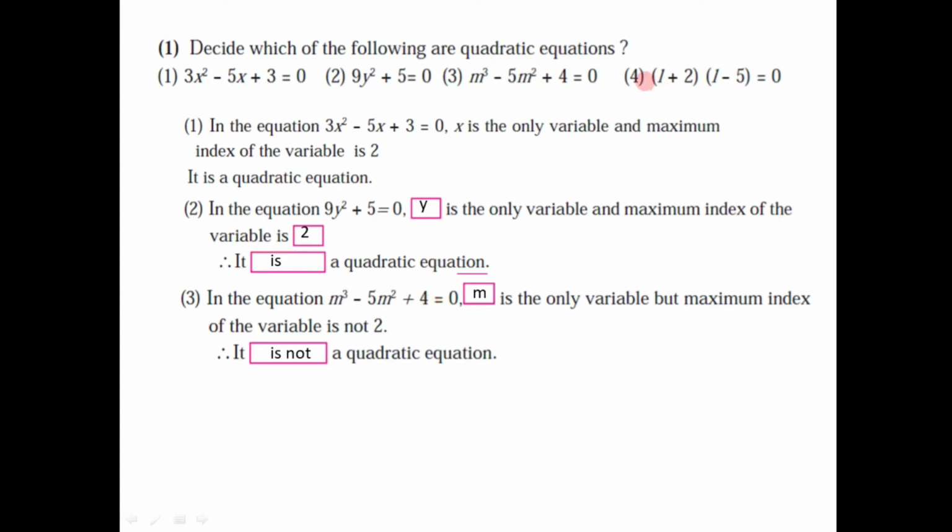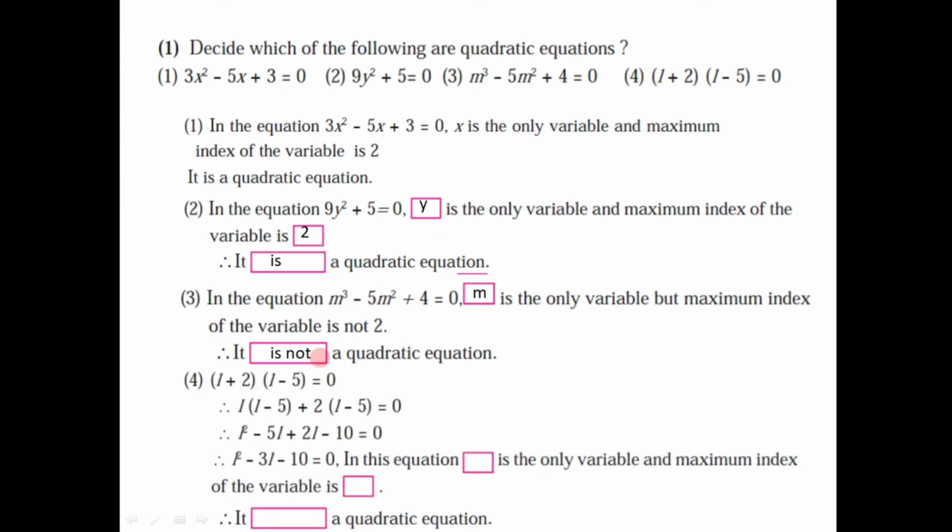Let us have the next example. In the first bracket L plus 2 and in the second one L minus 5 is equal to 0. In the present form, we can see that it is not obviously a quadratic equation because the variable L is there and its maximum index, we might feel that it is 1, but we have to simplify this one because (L plus 2) into (L minus 5), these two expressions are in product form. First of all, we have to simplify this. So we have to multiply each term in the second bracket by each term in the first bracket.